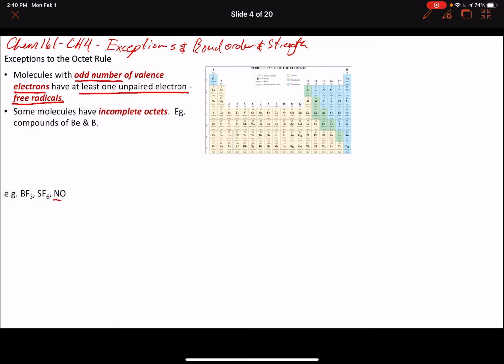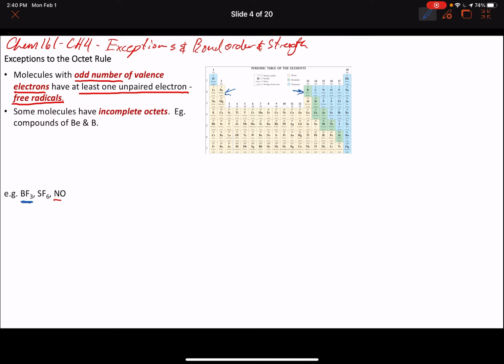And so here we'll see these when the central atom is very small, like beryllium and boron. So reminding yourself of the periodic table, beryllium and boron are very early in the periodic table, and we can have compounds with those at the central feature. So we'll look at an example like BF3 to showcase that.